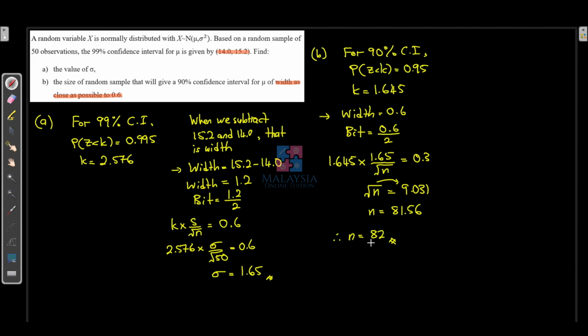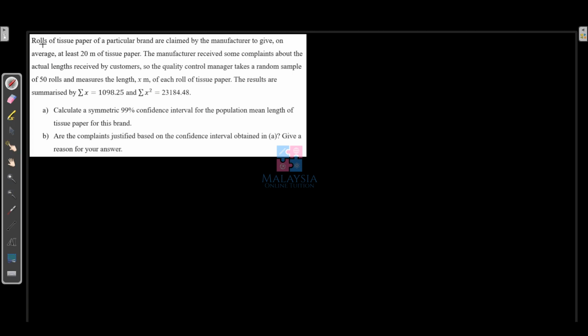Now for question number 3. Rolls of tissue paper of a particular brand are claimed by the manufacturer to give on average at least 20 meters of tissue paper. The manufacturer receives some complaints about the actual lengths received by customers, so the quality control manager takes a random sample of 50 rolls and measures the length x meters of each roll of tissue paper. The results are summarized by summation of x equals 1098.25 and summation of x squared equals 23,184.48.